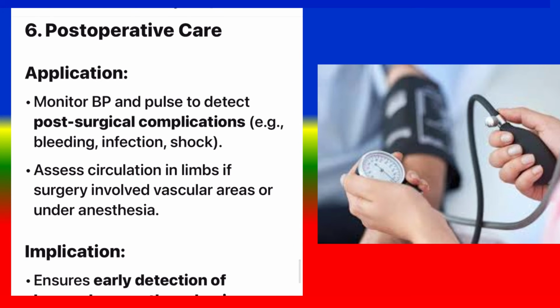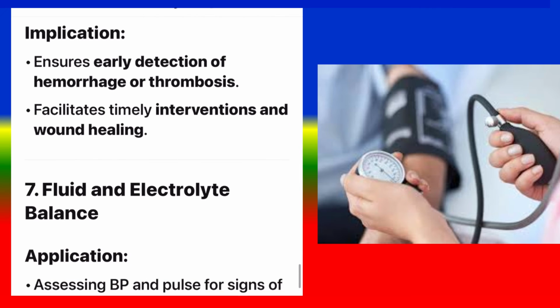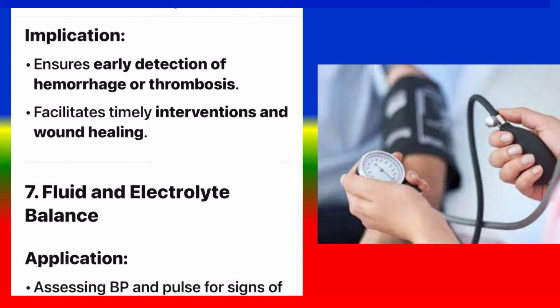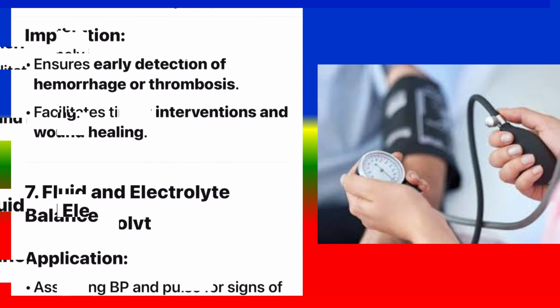6. Postoperative care. Application: Monitor BP and pulse to detect post-surgical complications, e.g. bleeding, infection, shock. Assess circulation in limbs if surgery involved vascular areas or under anesthesia. Implication: Ensures early detection of hemorrhage or thrombosis. Facilitates timely interventions and wound healing.